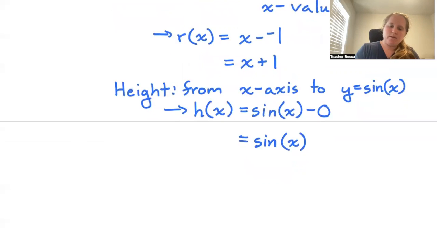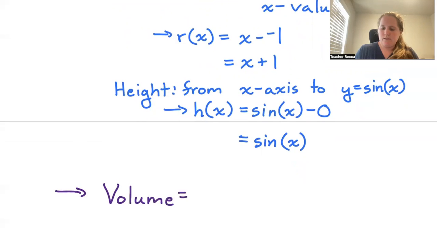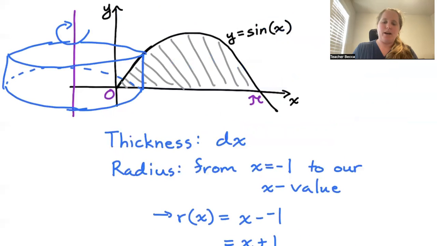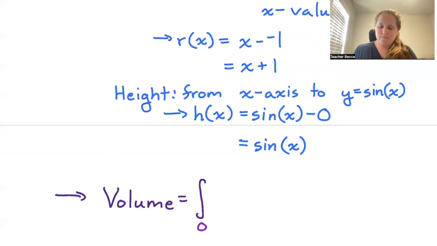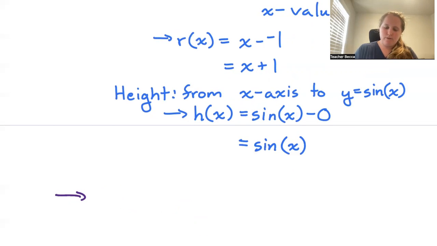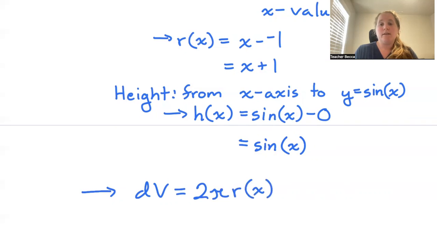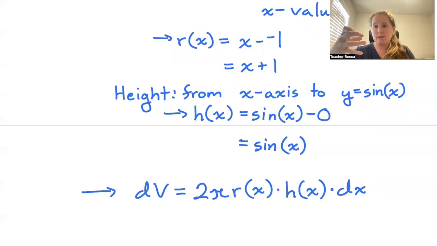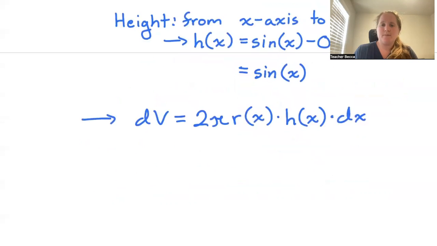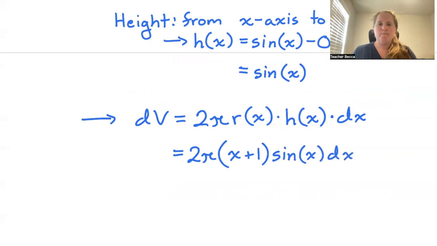So from here, putting this all together, we have our volume. Oh, sorry, I forgot my dv. Let's do dv first. We have our dv is 2 pi times our radius, r of x, times our height, h of x, times our thickness, dx. Again, we're essentially just taking the surface area of the sides of our cylinder and giving it a little thickness. So we are looking at 2 pi times x plus 1 times sine of x dx.